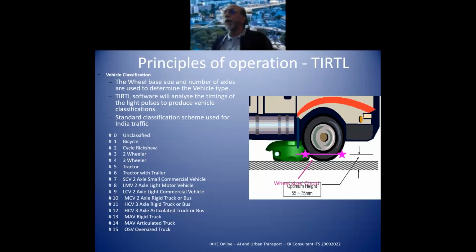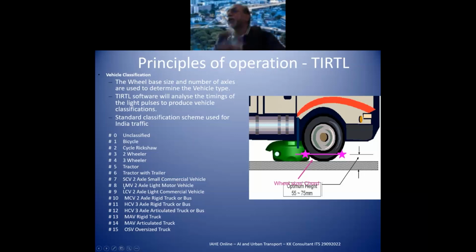So in 2013, we developed a special program for India using input from Melbourne, and this is the standard scheme we developed. We have bicycles, cycle rickshaws, 2-wheelers, 3-wheelers, tractor with trailer, and SCVs.